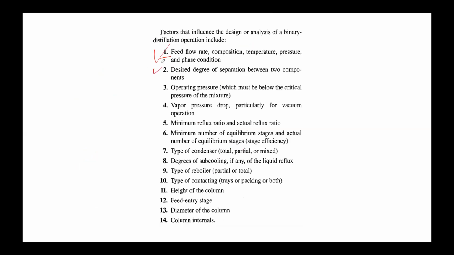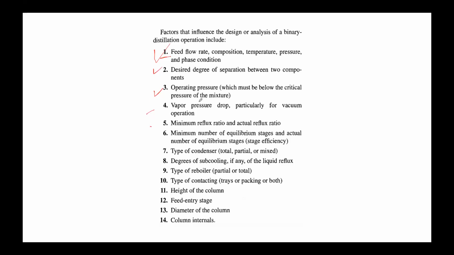The third one is the operating pressure. It should be below the critical pressure of the mixture, or if we're talking about essential oil, let's say, usually we put it under vacuum. The temperature also, if you remember the PT diagram, if you lower the pressure, you also lower the temperature, right? So sometimes for essential oil, we need to make it a vacuum, so the temperature is also lower. And then pressure drop.